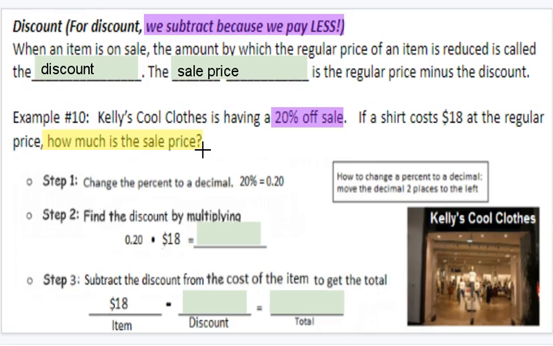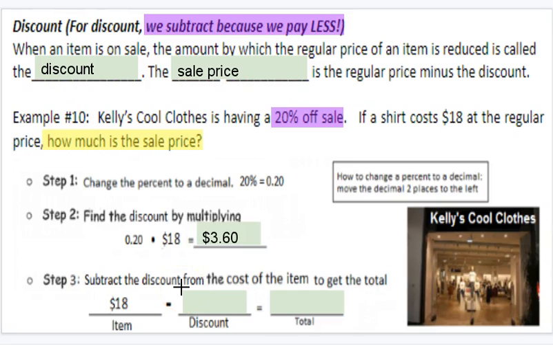Now, good news, just like markup, our process for solving this is exactly the same. So first thing we want to do is turn that percent to a decimal. So 20% is the same as 0.20. And then we're going to multiply. So if I were to do 0.20 times 18, I get 3.6. Now, just like earlier, I want to make this look like money. So I'm going to add a dollar sign and put a 0 at the end. Okay, so $3.60.